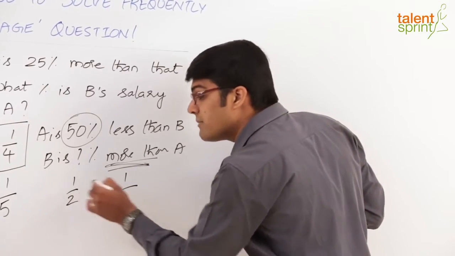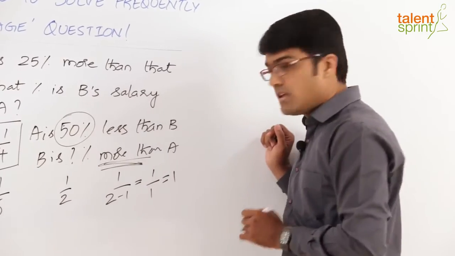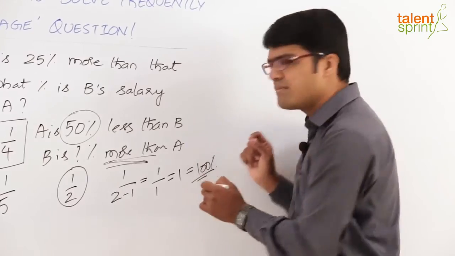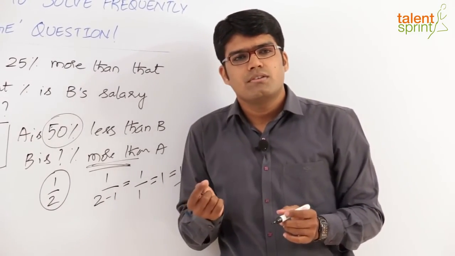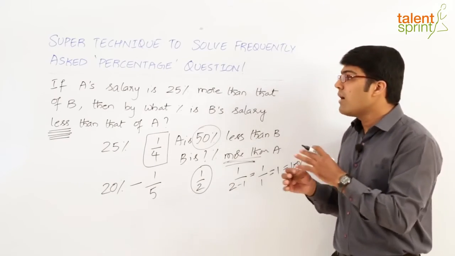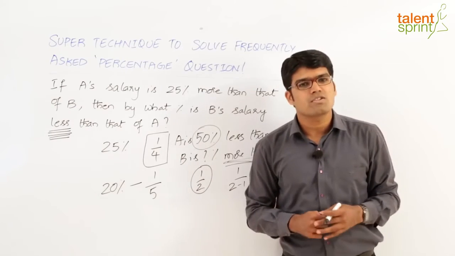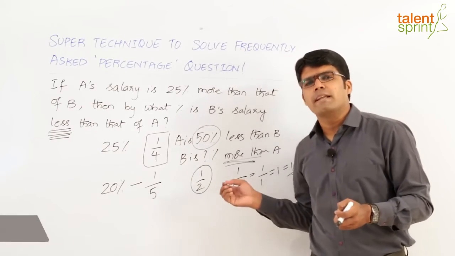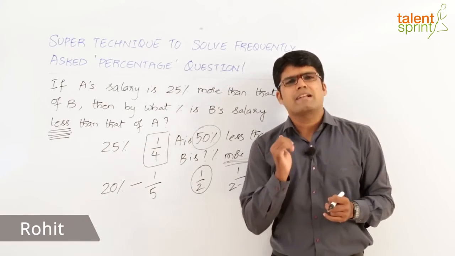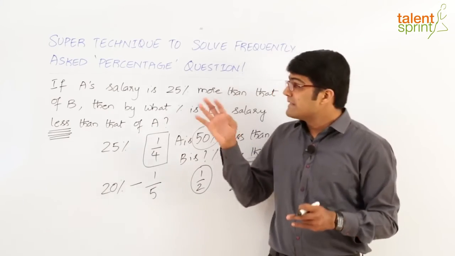We are decreasing the denominator by 1. So, 2 minus 1 is 1. 1 by 1, which is equal to 1. Now 1 by 2 was 50 percentage. 1 is how much? 100 percentage, right? In terms of percentage, 1 is equal to 100, or 100 percentage is equal to 1. So this is how we can work out based on fractions to solve such questions. And I'm sure it wouldn't take more than 3 seconds for you to mark the answer once you have understood the technique. So practice on a few more questions based on this super technique to solve this commonly asked question from percentage.